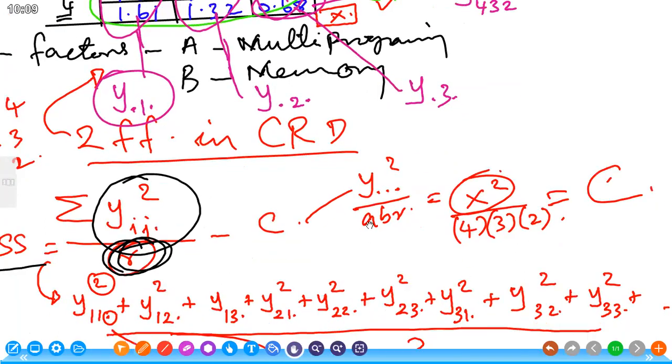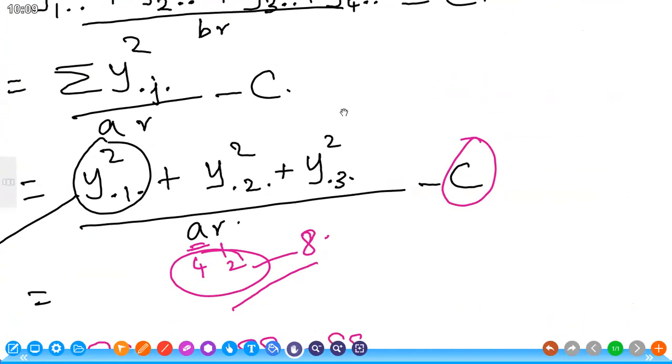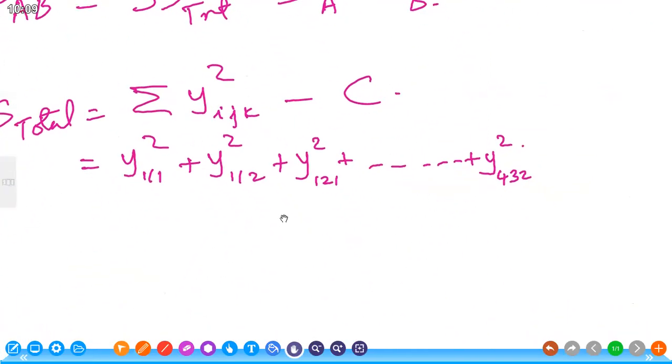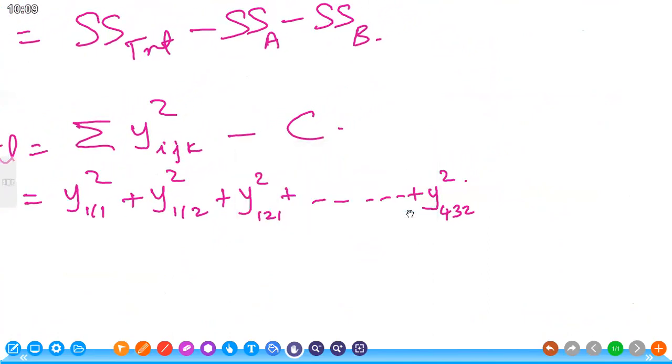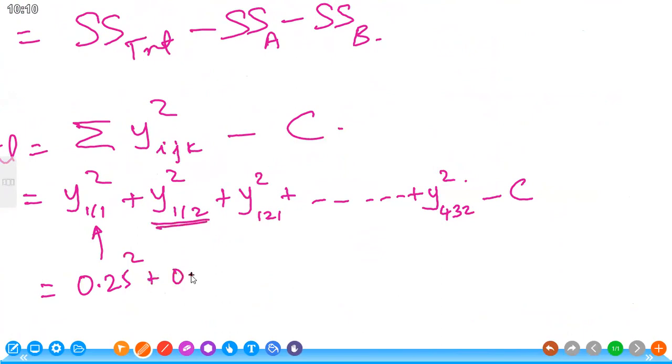So you can calculate: you get all the values and square them, minus the correction factor. You get the values: the first value is 0.25 square, plus the second value is 0.28 square, plus it goes up to the last point. I couldn't remember the last point here. Minus the correction factor. This is the total sums of square.